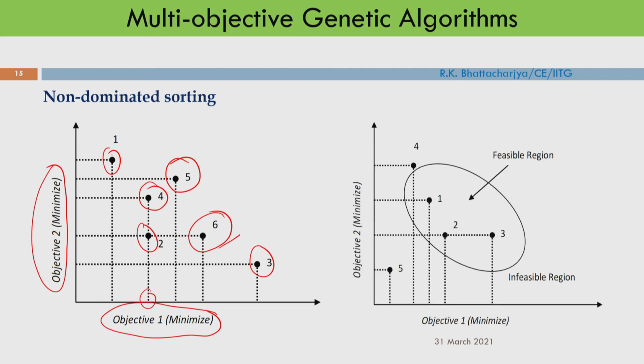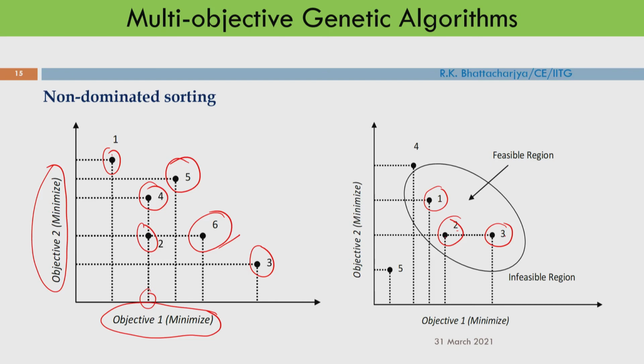Now, if you have a constraint, so I say that this is the feasible region, that means solution 1, solution 2 and solution 3 are in the feasible region and they are either dominated or non-dominated solutions. Suppose I compare solution 1 and solution 2, they are non-dominated solutions, but if I compare solution 2 and solution 3, solution 3 is a dominated solution. Okay. Solution 3 is a dominated solution.